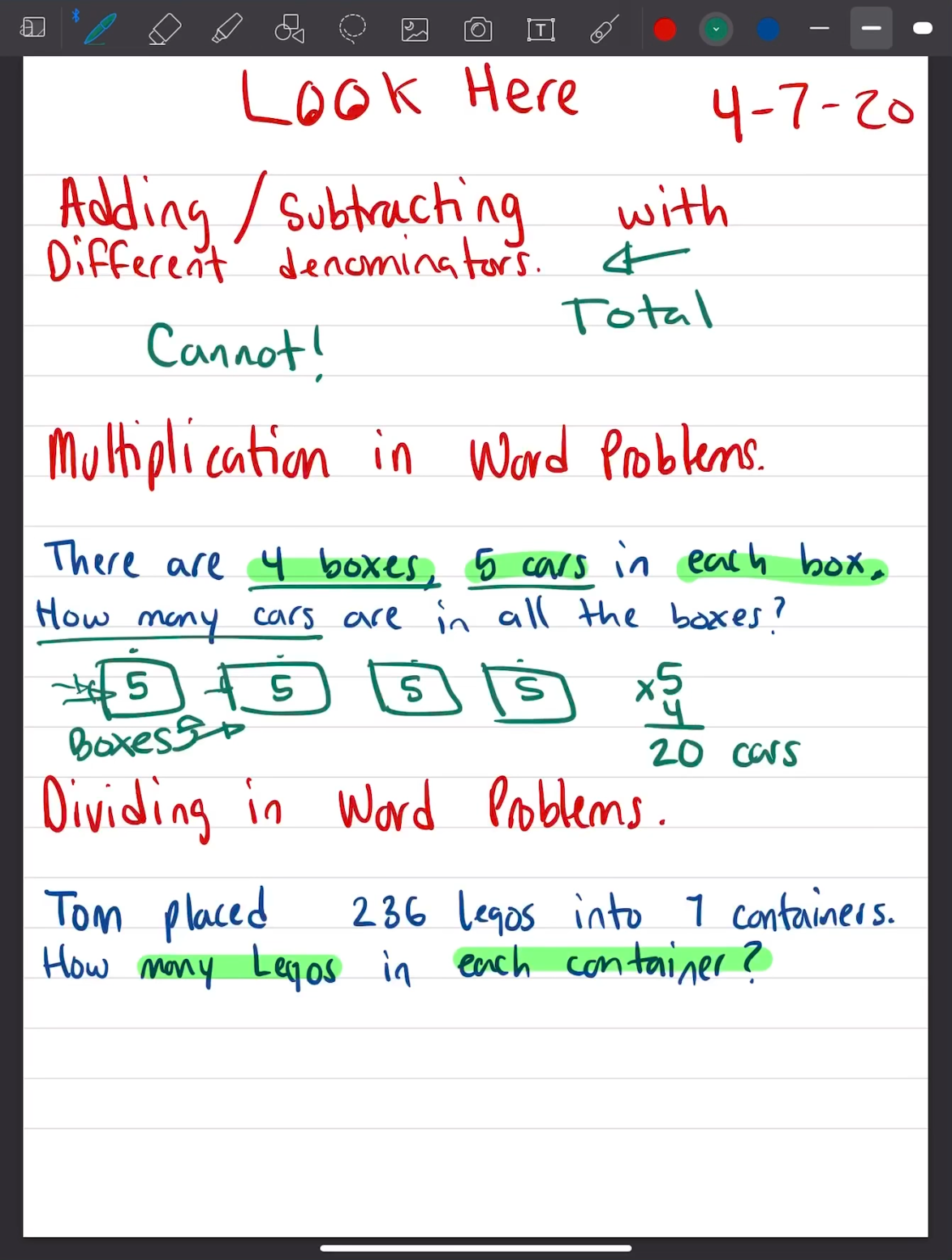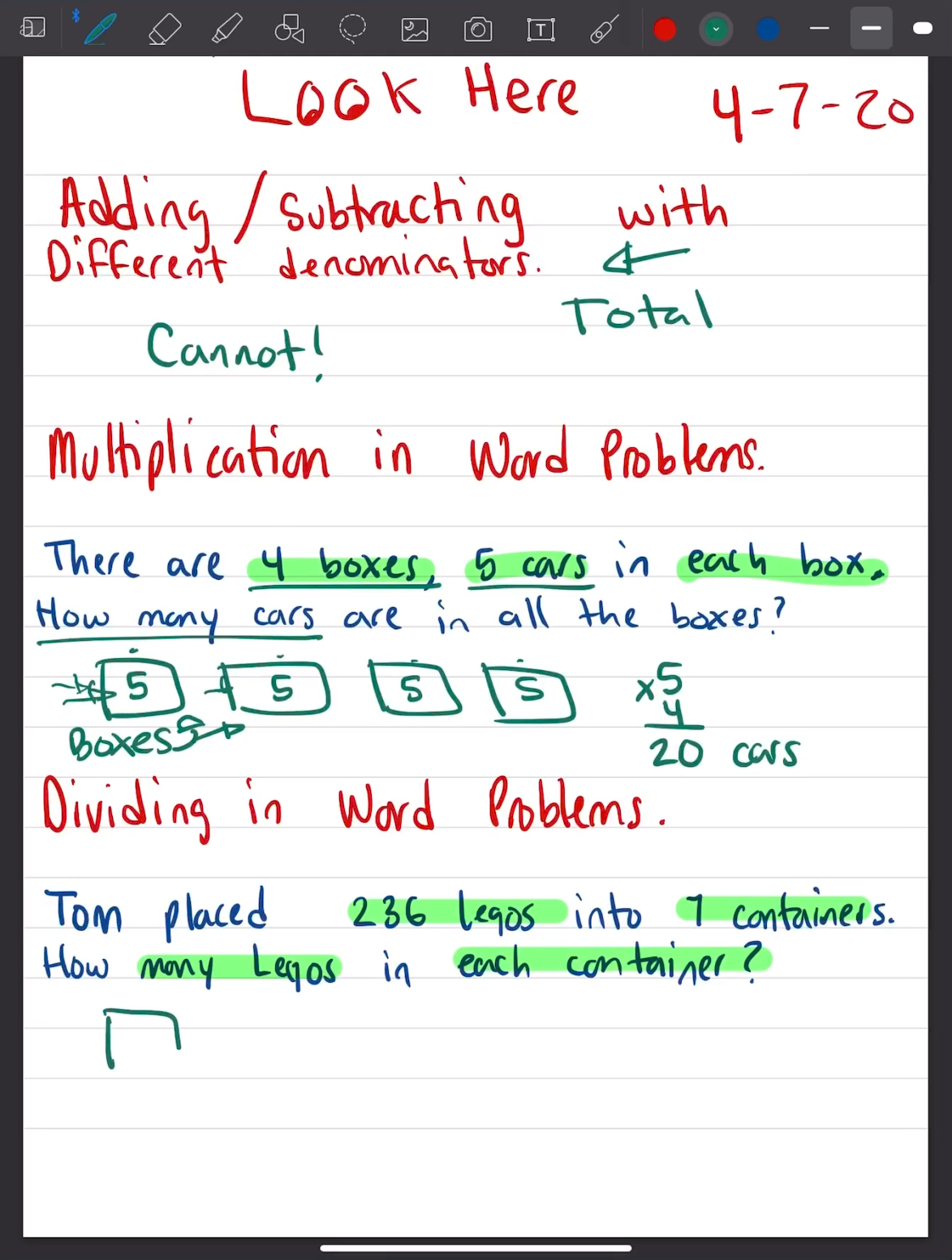And a container, guys, you can say a container is like maybe a box. It could be anything else that can hold Legos inside, guys. Okay, so it's basically a small box that's going to hold in the Legos. So I don't want to know how many Legos I have. I want to know how many are in each container. So I know I have 236 Legos right here. And he's going to put them into how many containers? 7, right? So I have 236 Legos and I have 7 containers.